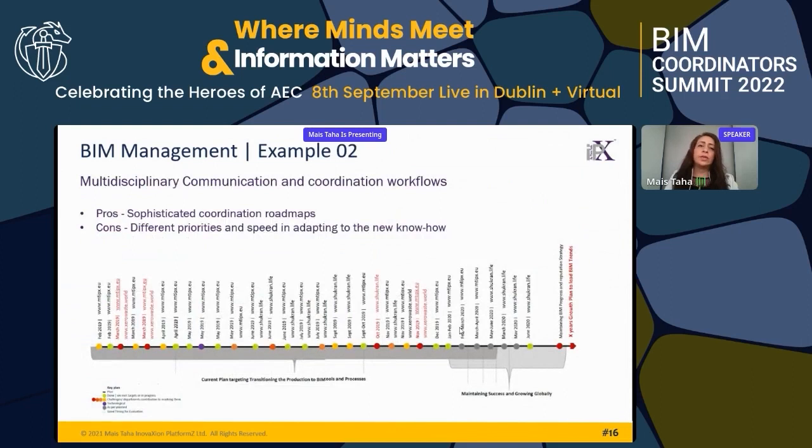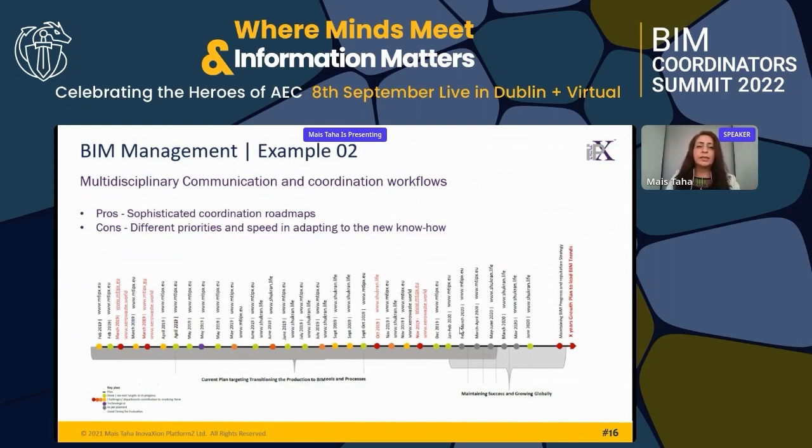The second example was in a multidisciplinary firm, and my strategy was the communication and coordination workflows. The pros and the nice part was that it is very sophisticated, and the coordination roadmap will have a very nice traffic of data when you really understand it.